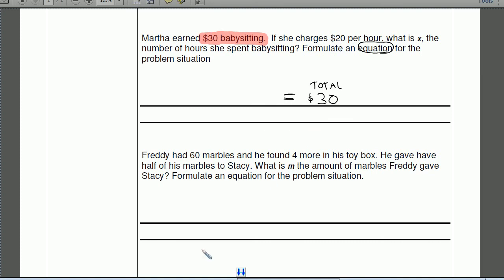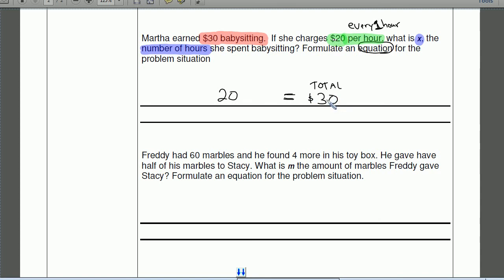And we know that she charges $20 per hour. Per hour is important right here because per means every 1 hour. And that means that we're going to have to multiply by the number of hours that she worked. Well, we know that x is the number of hours that she spent babysitting. So if she spent 1 hour babysitting, it would be 20 times 1. And that would give us $20.